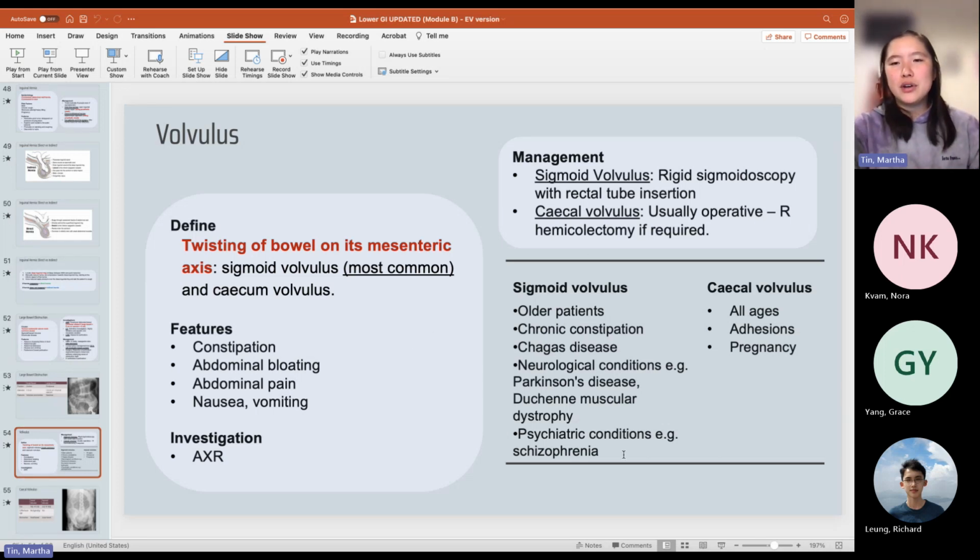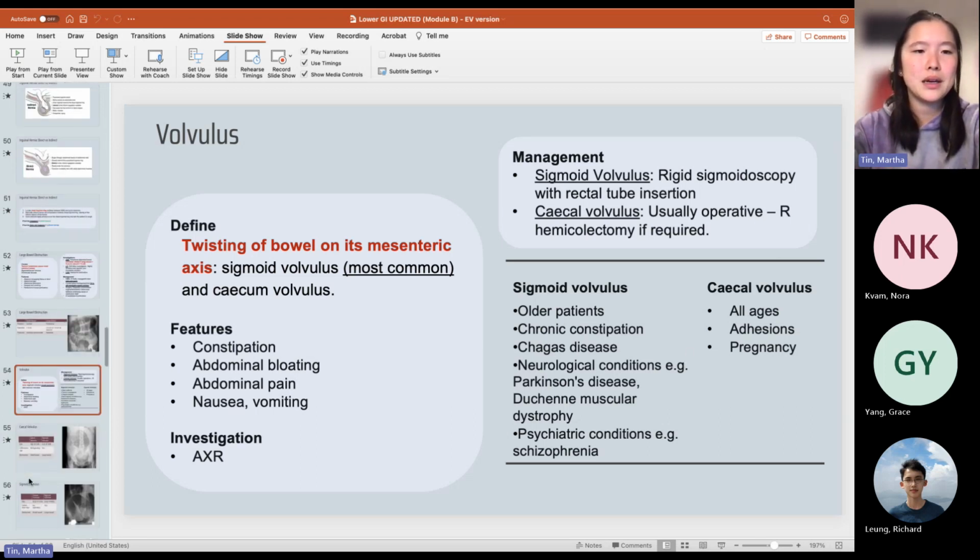Here you have a very useful little table distinguishing what populations you might see cecal or sigmoid volvulus in. You're much more likely to see sigmoid volvulus in older patients, whereas with cecal, you can see them in all ages, and risk factors would be adhesions and pregnancy.